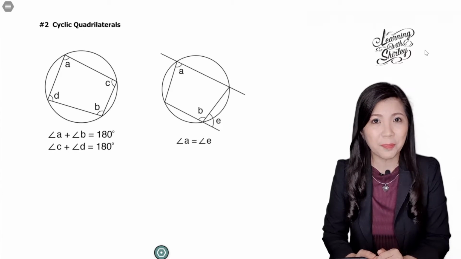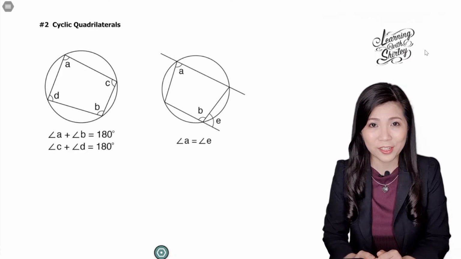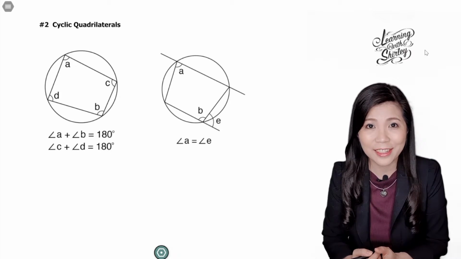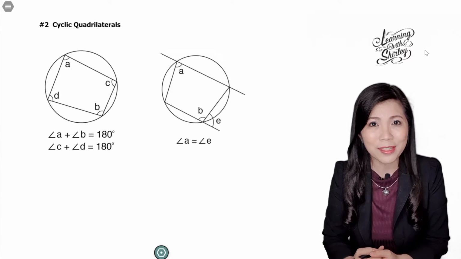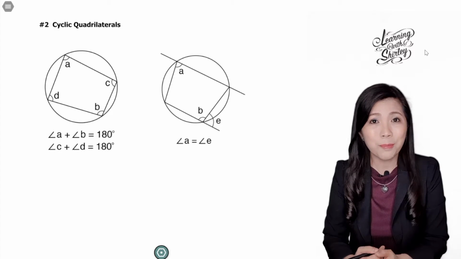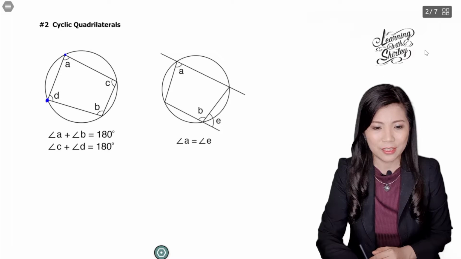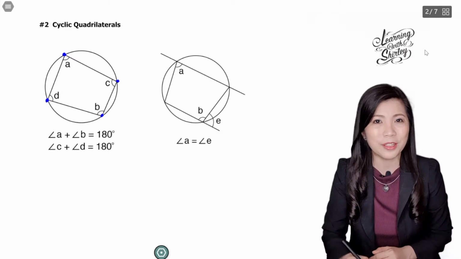This is one of my favorite parts of the chapter because a lot of questions that come out in exams are related to cyclic quadrilaterals. So there's one thing you need to know about cyclic quadrilaterals: you have to make sure that the 4 vertices lie on the circumference. This is the first thing you need to make sure.